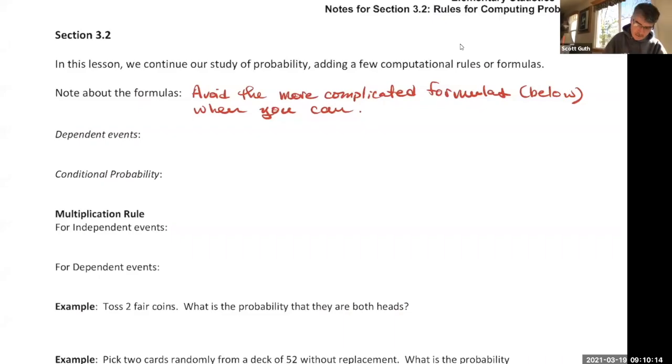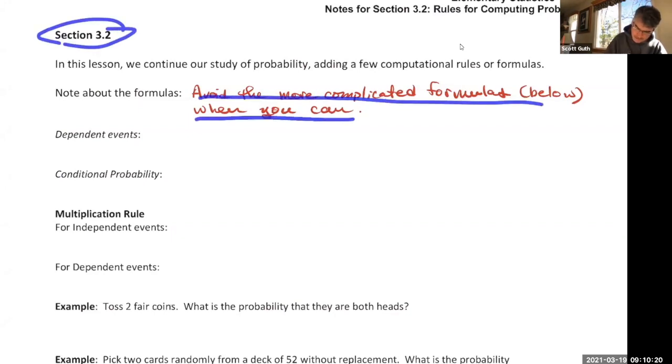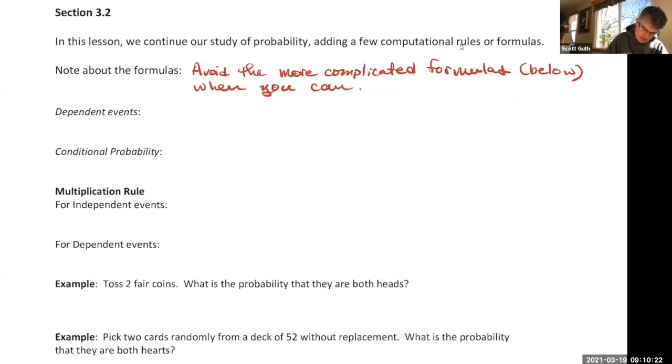Okay, so again, we want to avoid using the formulas that come up in this lesson if you can. Sometimes you'll need them, but you don't often need them.